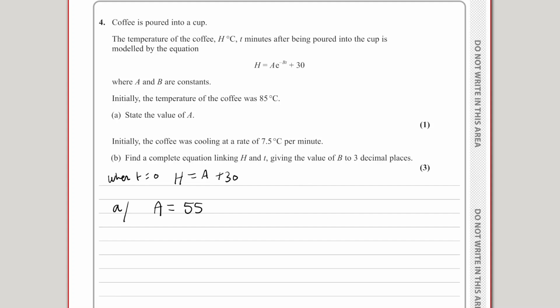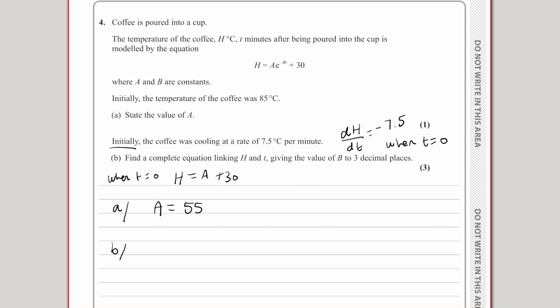Initially, the coffee was cooling at a rate of 7.5 degrees Celsius per minute. So the rate of change is the gradient function, dH/dt, the change in temperature with respect to time. So that's when T equals 0. Initially, when T equals 0, dH/dt is cooling, so it's minus 7.5. Find the complete equation linking H and T, giving the value of B to 3 decimal places.